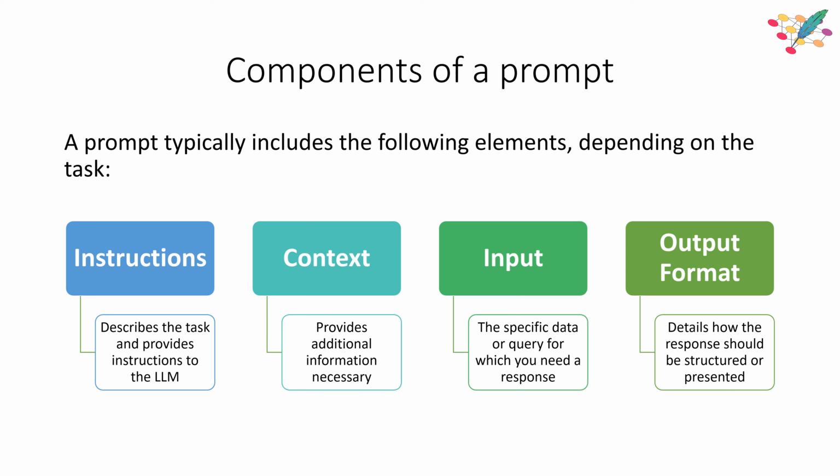First, there are the instructions, which tell the AI what the task is and how it should be completed. Next is the context, which provides any additional information needed to understand the task fully. Then there's the input, which is the specific data or question you need a response to. Finally, the output format specifies how you want the AI to present its response. Together, these elements help guide the AI to generate the desired result.